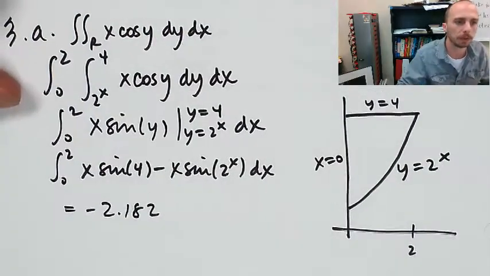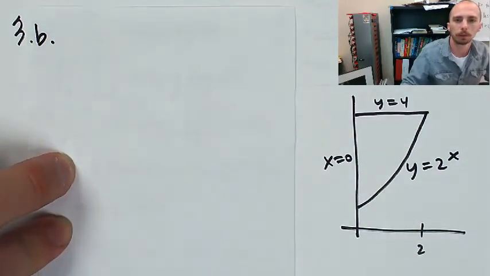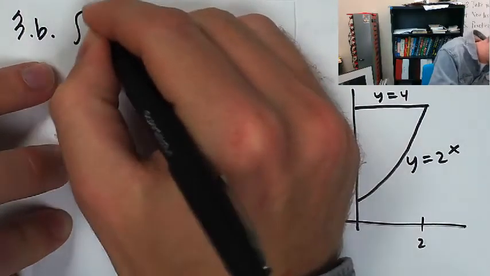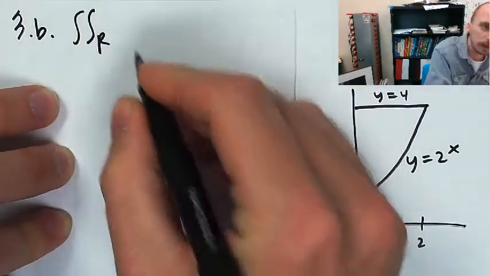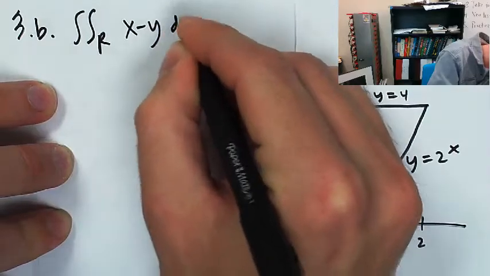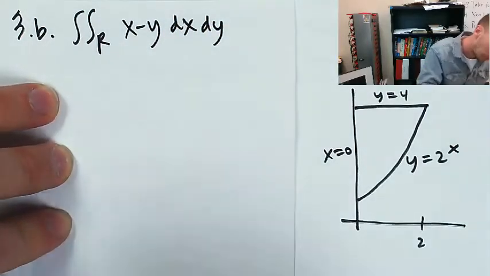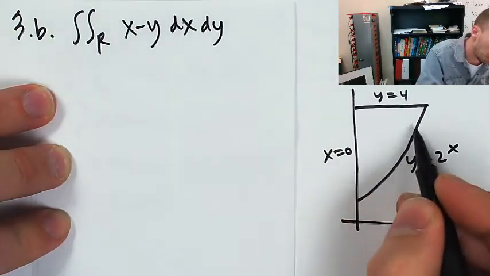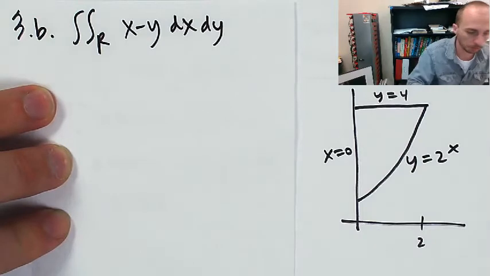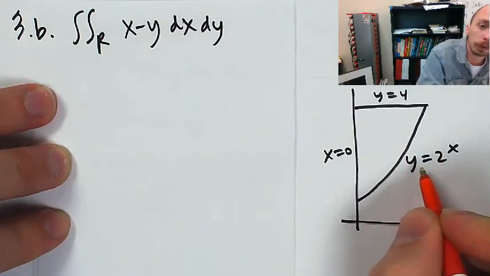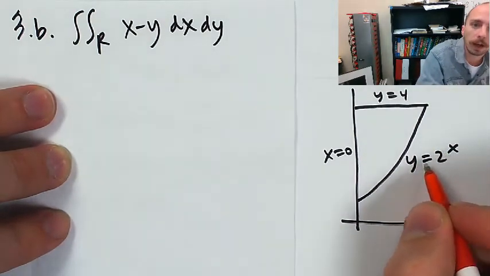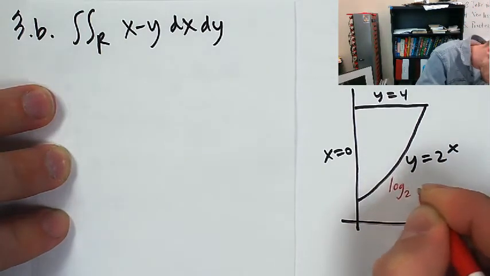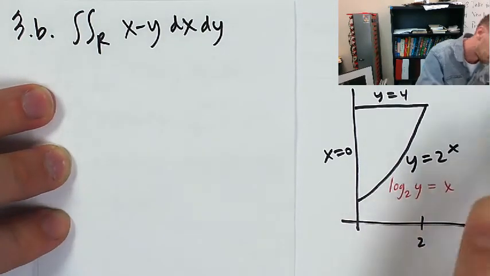And then for 3b, let me just cover them. For 3b, same region, we're interested in computing the double integral over R of x minus y dx and then dy. Okay, so first is x, and x is running from x equals 0 to who knows, on the right. So I need to solve for x in this equation. If y is equal to 2 to the x, I'm going to take the log with base 2 of both sides. So log with base 2 of y equals x.